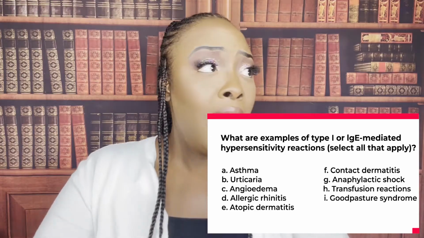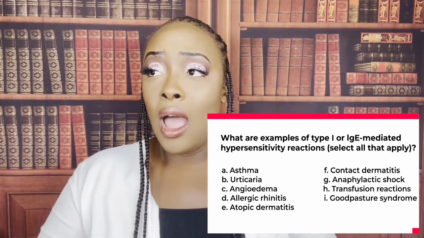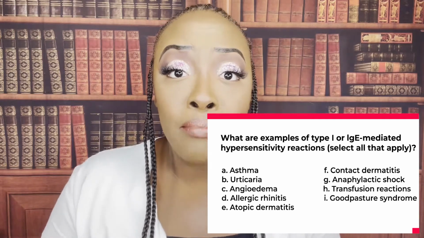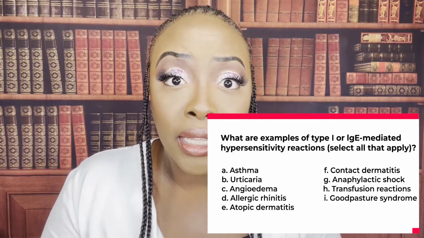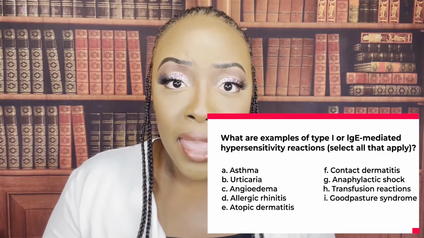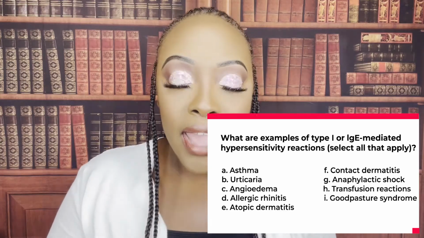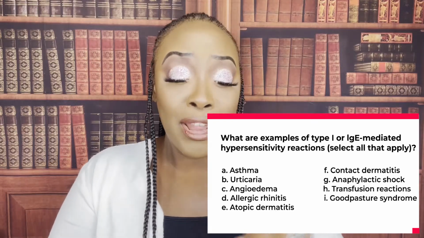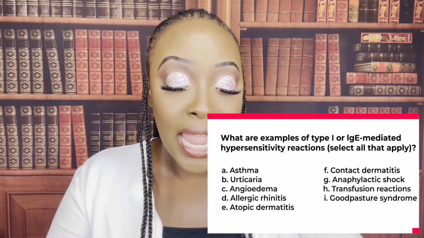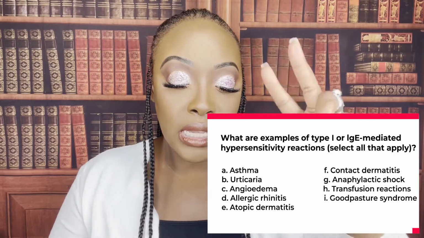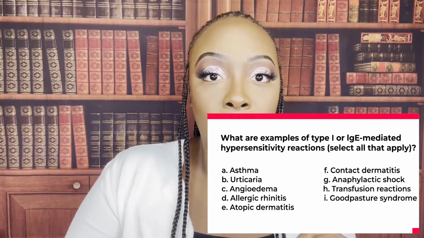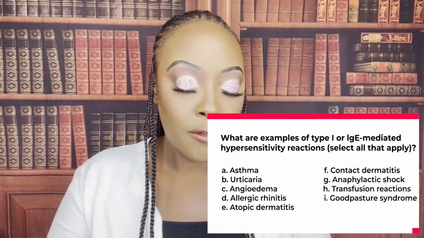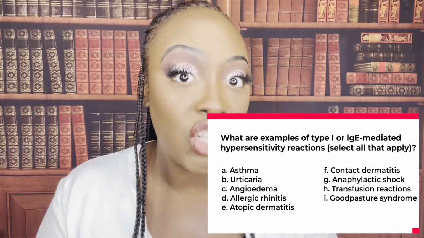True. Absolutely. Very quickly, you'll see that they may have swelling of the face or swelling of their airway, swelling of the eyeballs. They can't breathe. The blood pressure drops immediately, right? And you have to go ahead and give them that EpiPen, epinephrine, right away. Absolutely true. H, transfusion reaction. Matter of fact, H and I, the transfusion reaction and Goodpasture syndrome, these are seen in type 2, cytotoxic hypersensitivity reaction. They are not type 1 and they're not immediate, okay? So guys, the correct answer for this is A, B, C, D, E, and G, as in great.